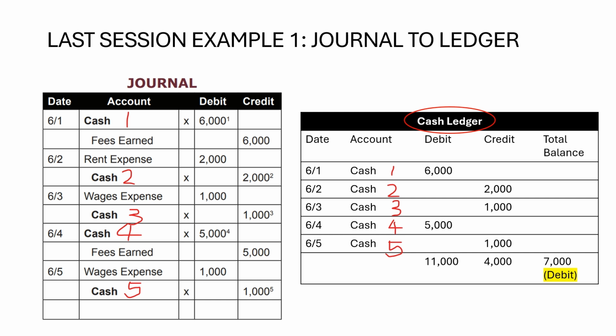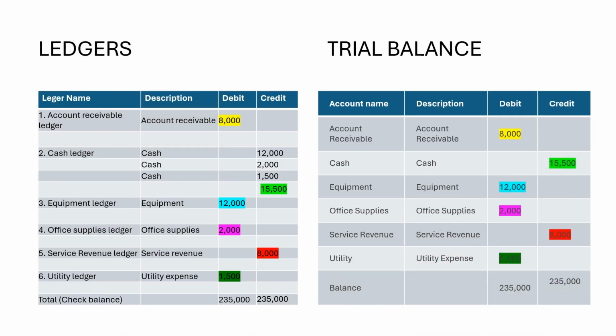Every journal entry that affects cash gets posted here, either as a debit, cash in, or as a credit, cash out. These two tables show how ledger balances are summarized and translated into a trial balance. On the left, we see individual ledger accounts with debit and credit entries. On the right, we see how these are summarized into the trial balance. The trial balance checks the total debits and credits, and they need to be equal. There are 6 ledgers in the ledger table. This checks that the books are balanced before preparing financial statements.